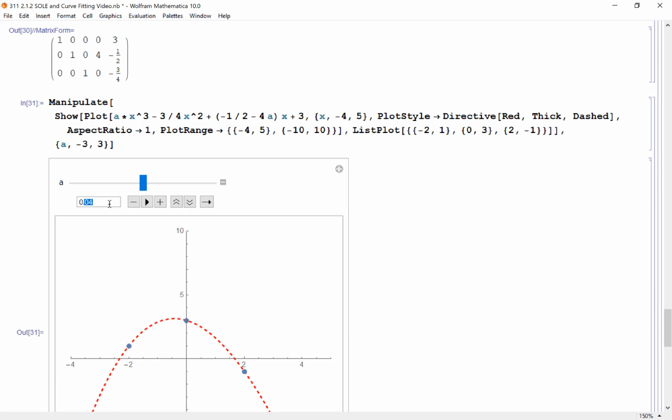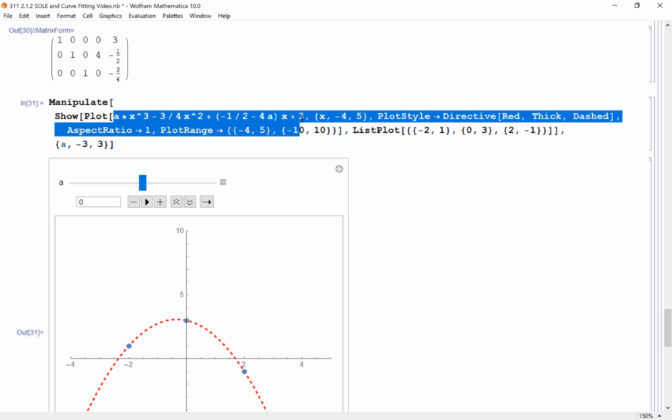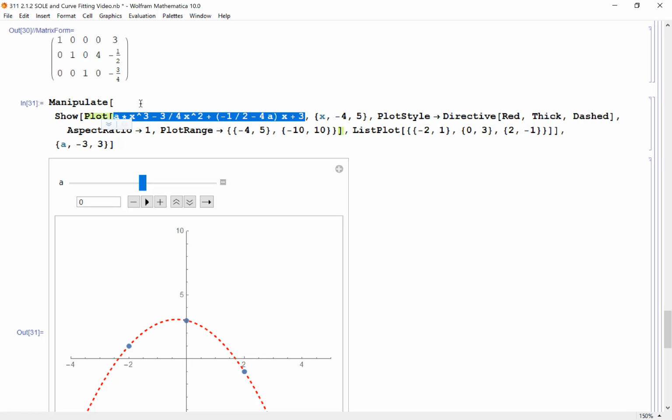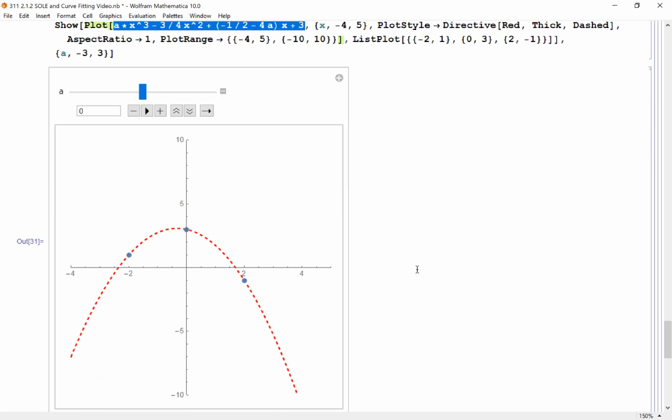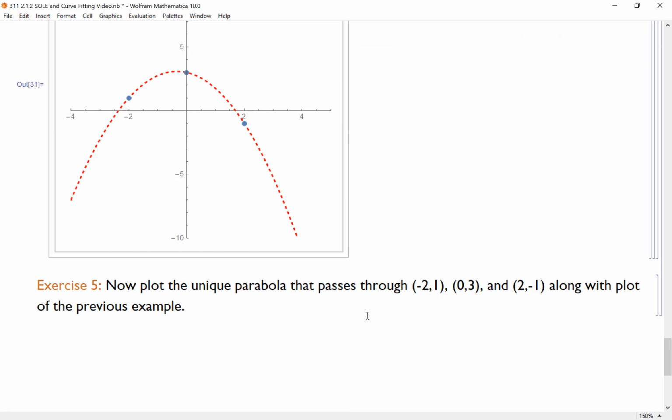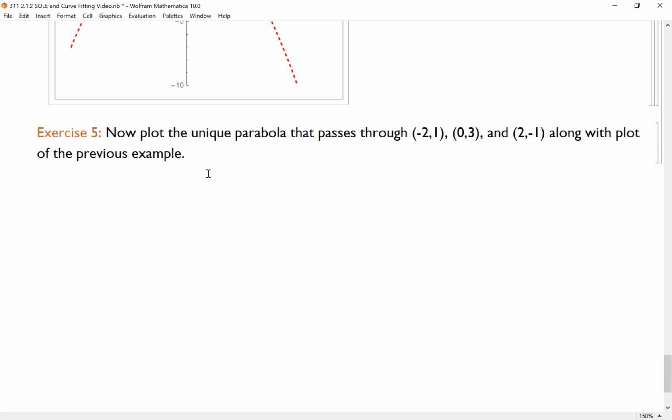All right, now one thing I need to point out though is, look, when a is 0, so if I let a be 0, what happens? If you look at our polynomial, if a is 0, the x cubed goes away, and we end up with a quadratic equation. And notice that my graph is parabolic. What would be a nice idea is to plot all of this, but also have our parabolic function. And that's exactly what exercise 5 wants us to do.